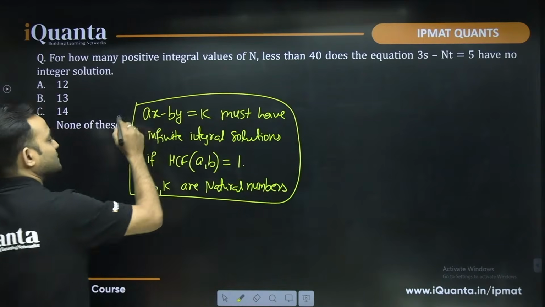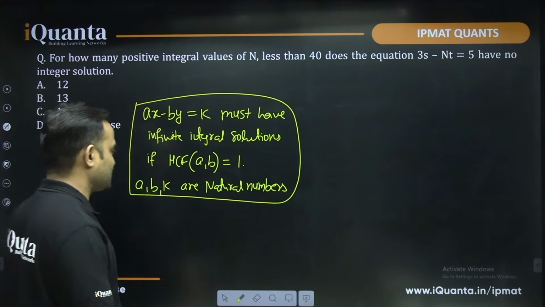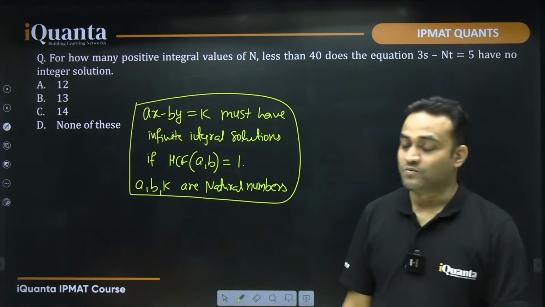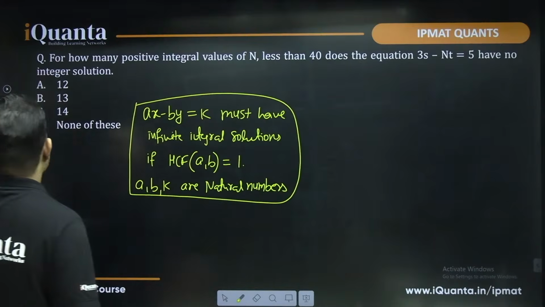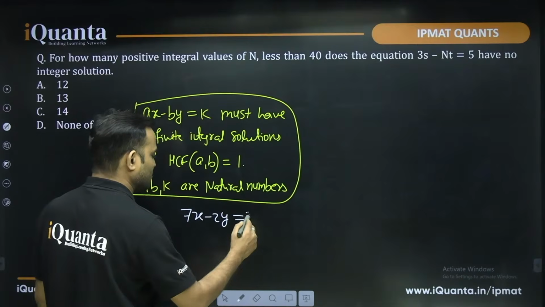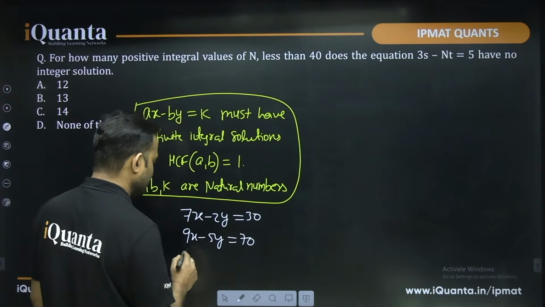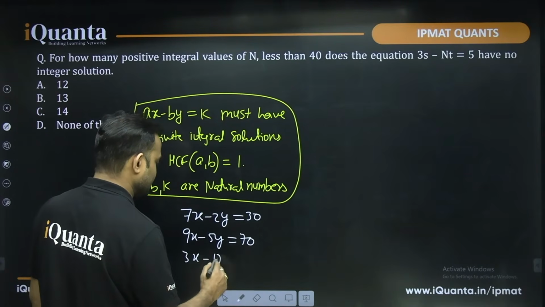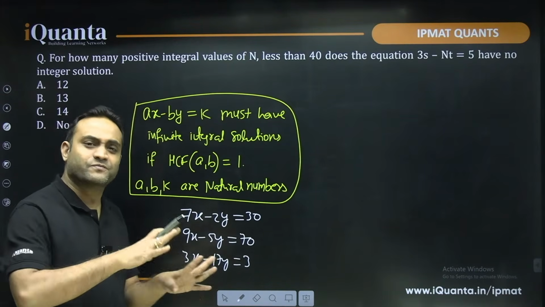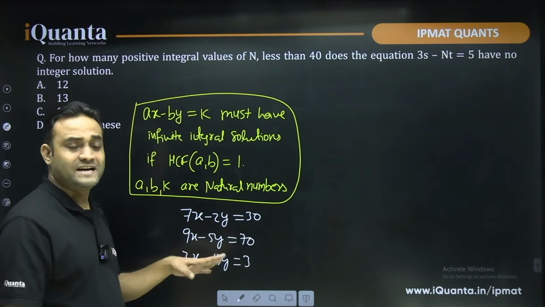Do you know this? ax minus by is equal to k must have infinite integral solutions if HCF of a and b is equal to 1. So randomly you can take any equation: 7x minus 2y is equal to 30, 9x minus 5y is equal to 70, 3x minus 17y is equal to 3. All of these will have infinite integer solutions.